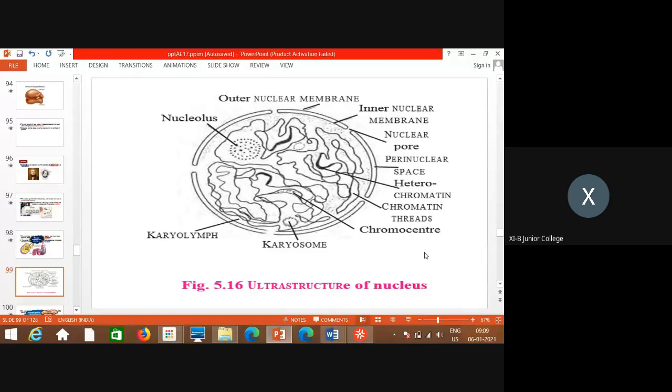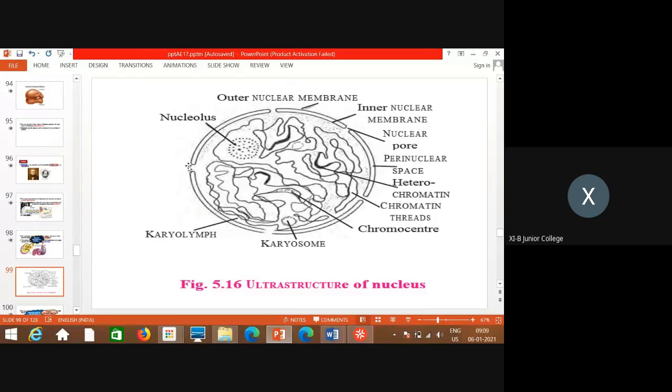Now this is the ultra structure of nucleus which is there in your textbook also. We will learn this. Now in case of plant cell as well as animal cell, you can see such type of structure. This is what the entire structure called as nucleus. Now what are the parts seen in the nucleus? Now you can see this surrounding part, that is the double membraned structure.